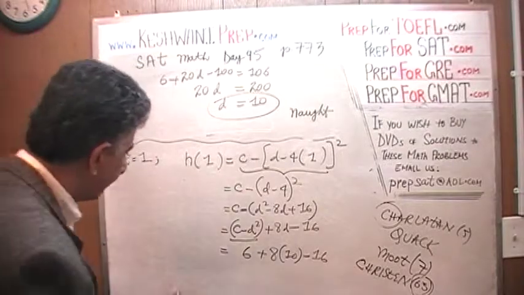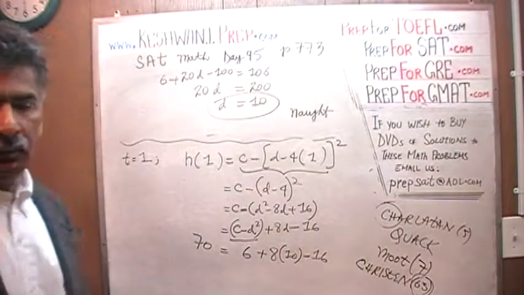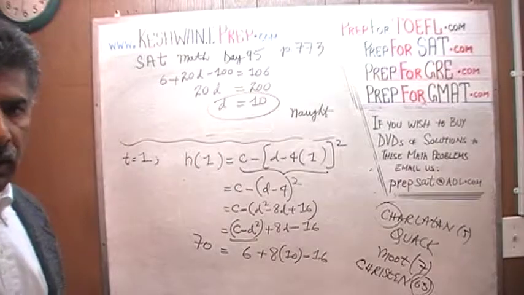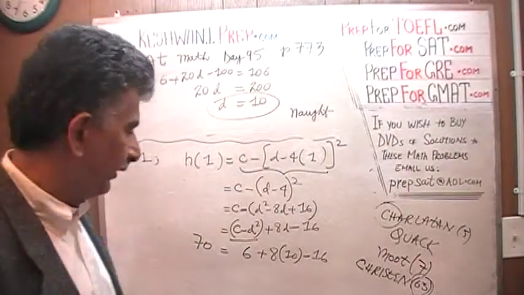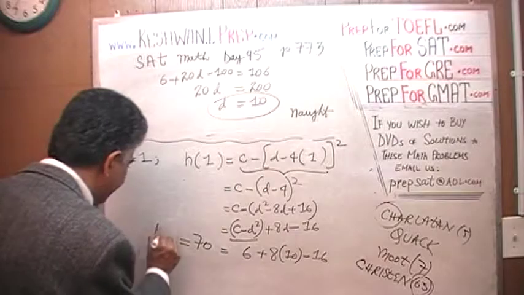And that comes out to be 70, that's it. The answer is 70. The question is how high the ball is going to be 1 second after having been released. The answer is it is going to be 70 feet high.